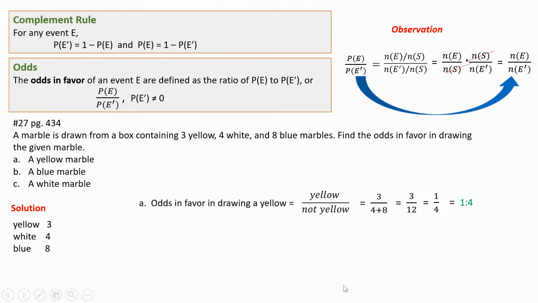Now that means the chance is 1 in favor and 4 not in favor. That's what this really means.